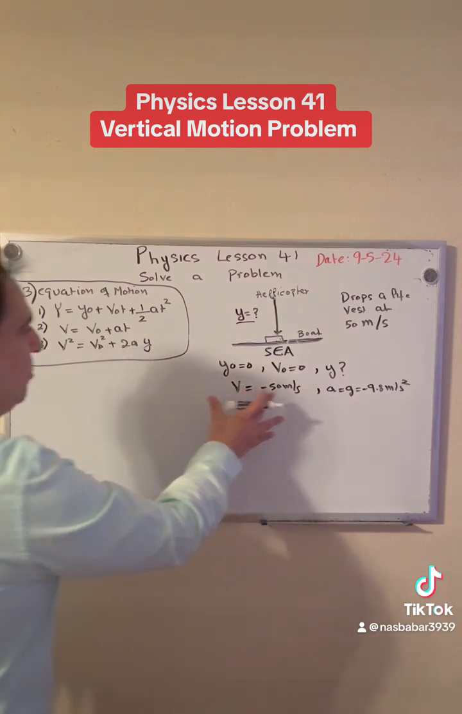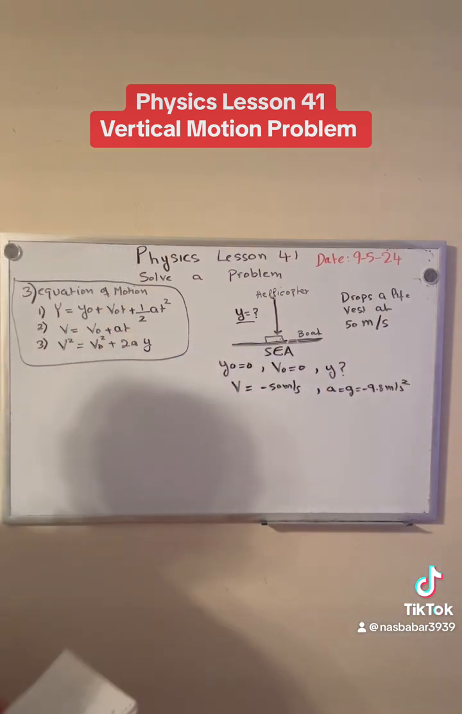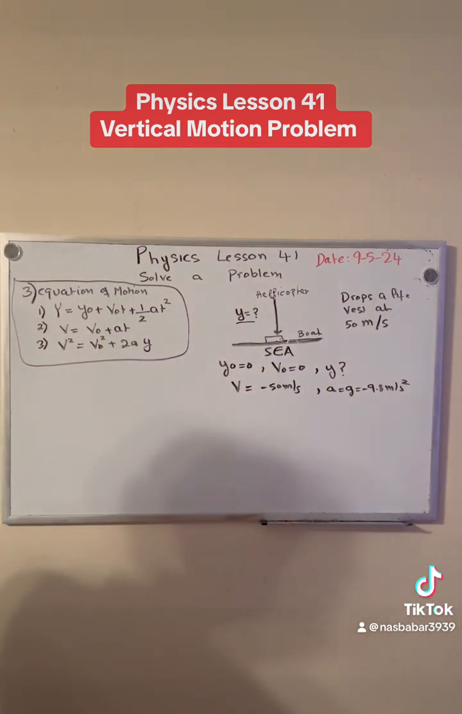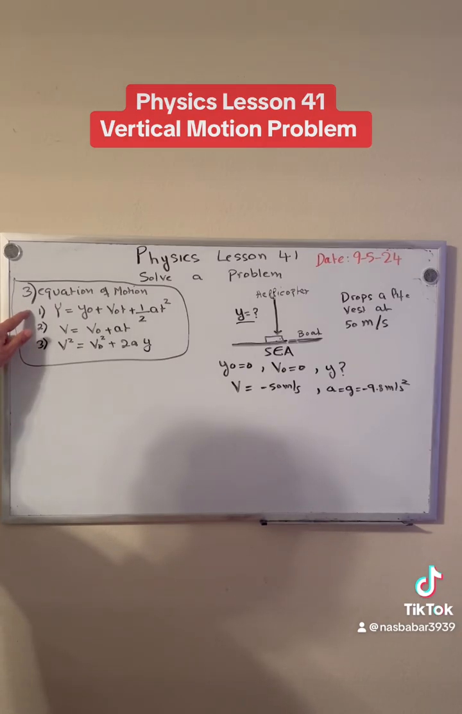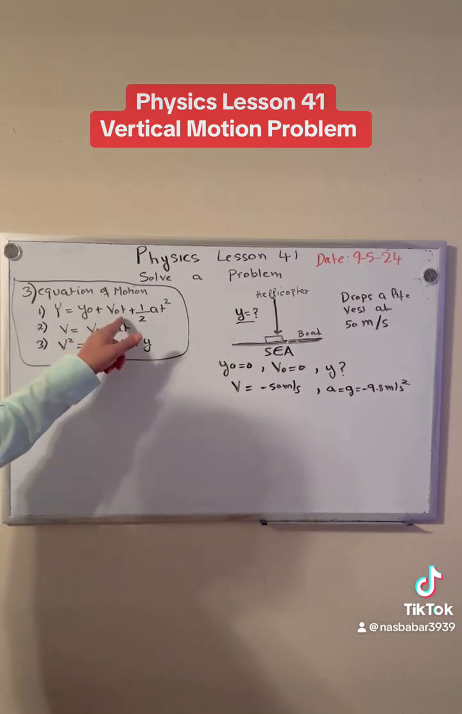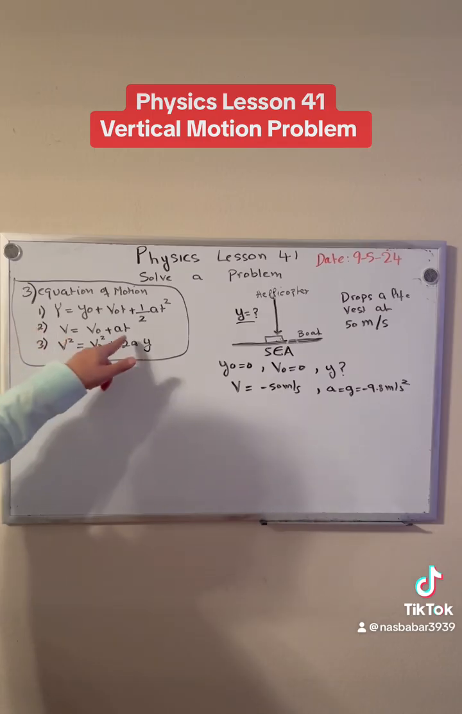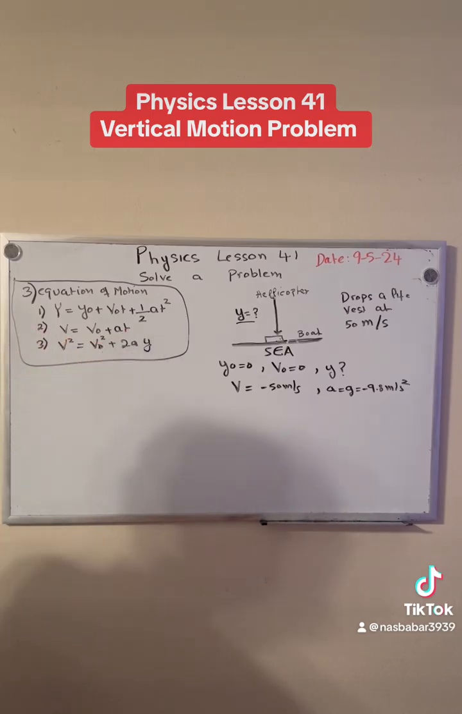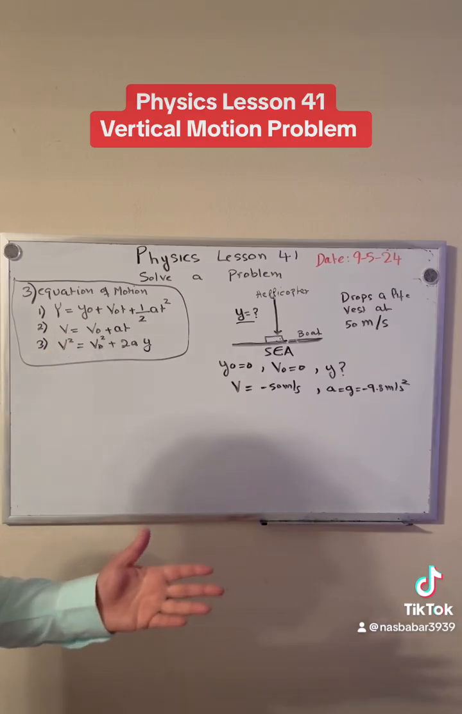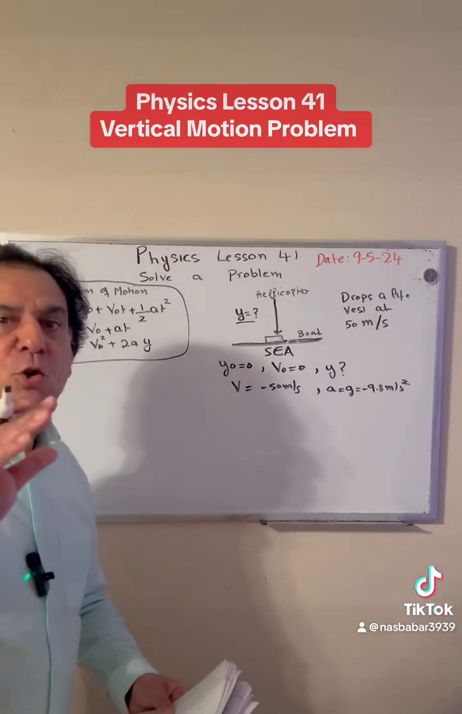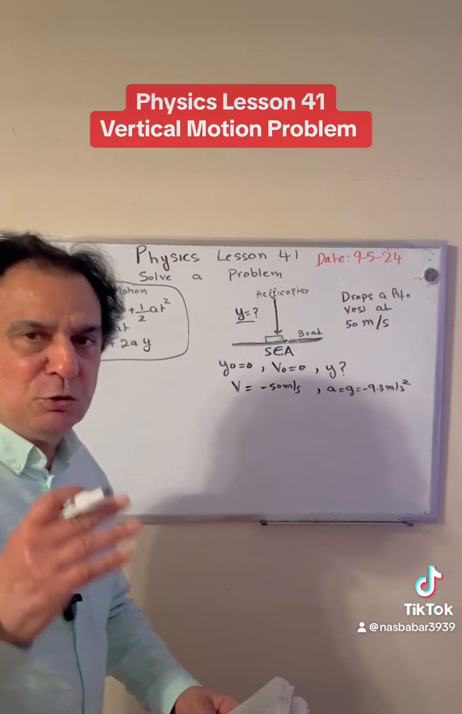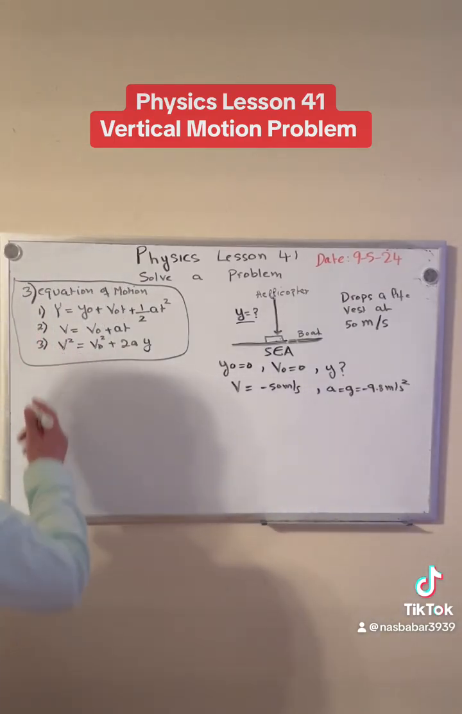Now, based on what's given, let's examine these three equations and see which one we can use. Well, t is not given, right? So I definitely can't use number one because it has t in there. Number two also wants t, so I can't use that. Number three, I can use because there's no t in there. Bingo. That's the approach I want you to use when you're solving a problem. So let's look at this.